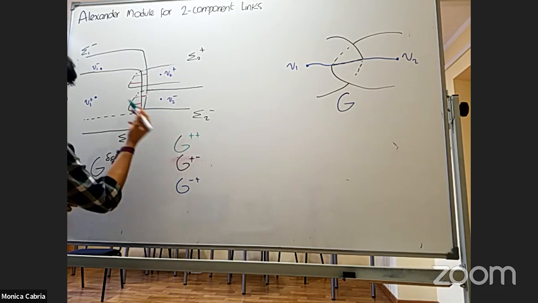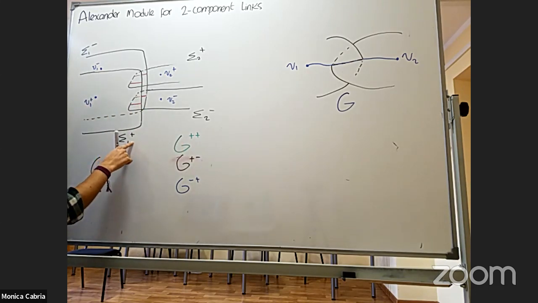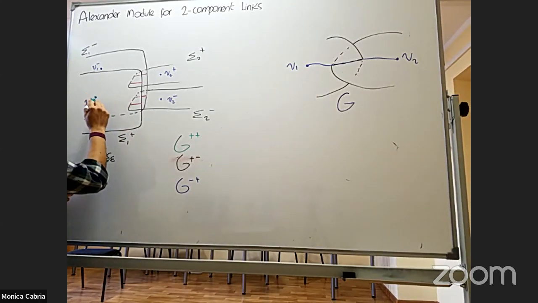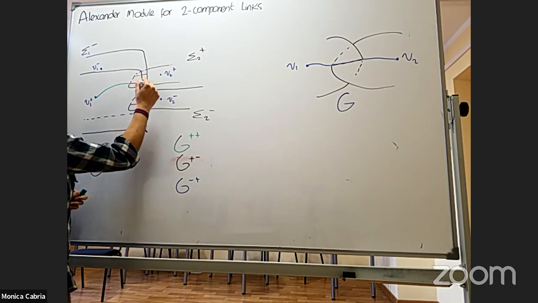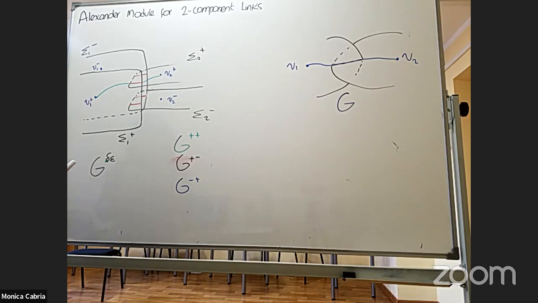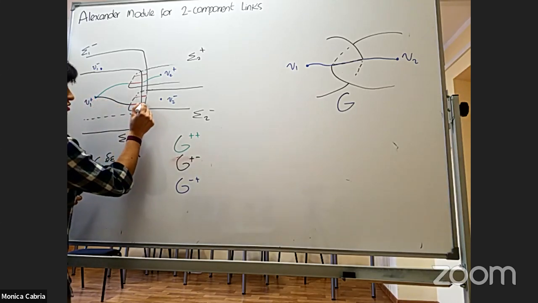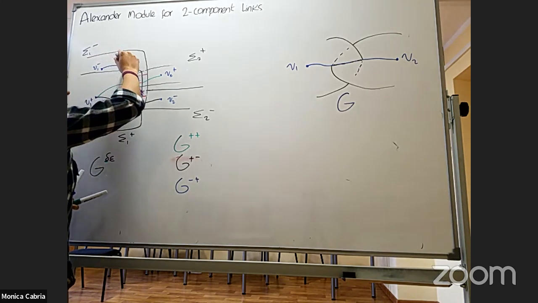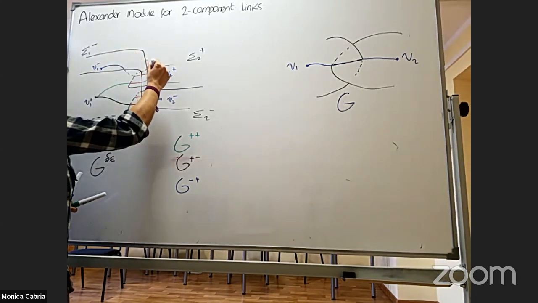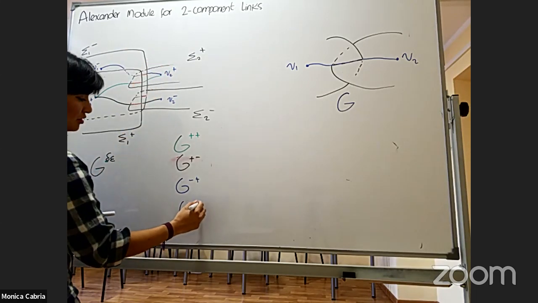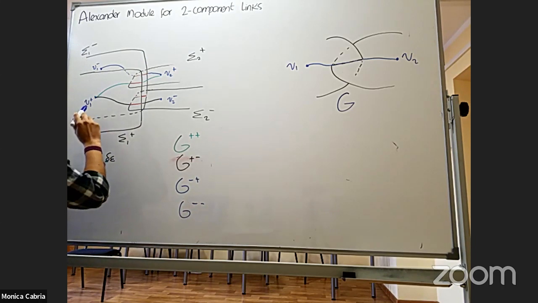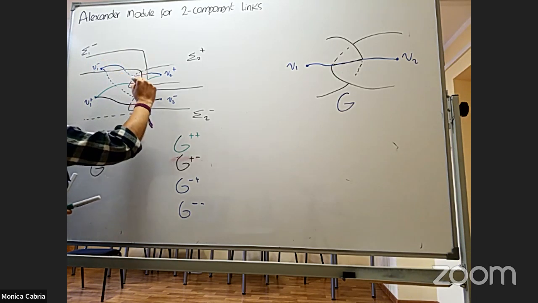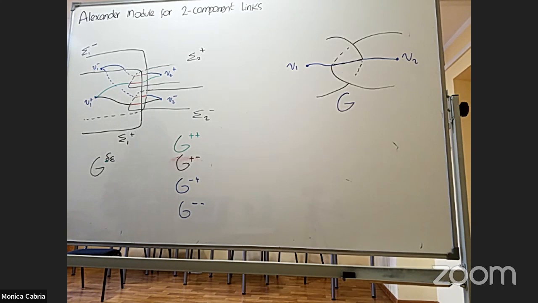So for G plus plus, we're trying to join, the first one corresponds to sigma 1, so V1 plus to V2 plus, and they have to come here through this intersection. G plus minus, now I need to go here to this one. G minus plus, I start with V1 minus and sigma 2 plus, which will be here. G minus minus will come here like this. So this is what's going on here.